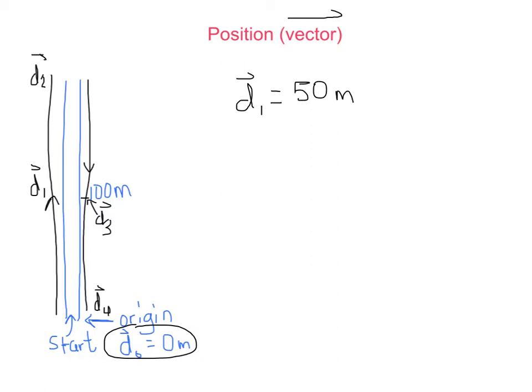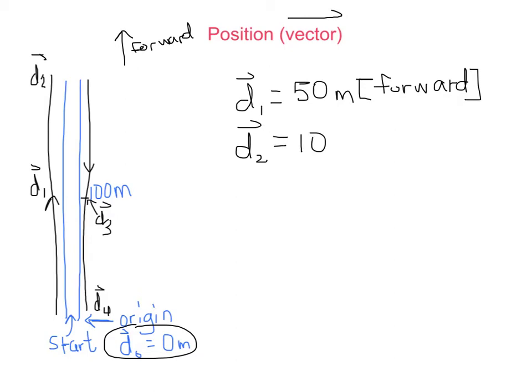And we'll define the direction here to be forward. Alright, so in this diagram, this way is forward. It's always good to define it right on your diagram. So that means that position 2 is 100 meters, because we're now at the end of the track, and this is still forward.